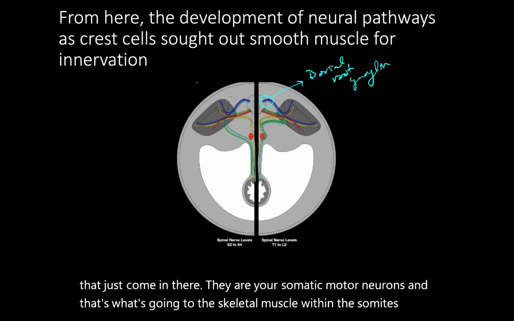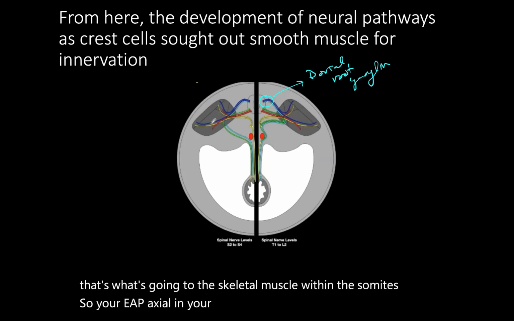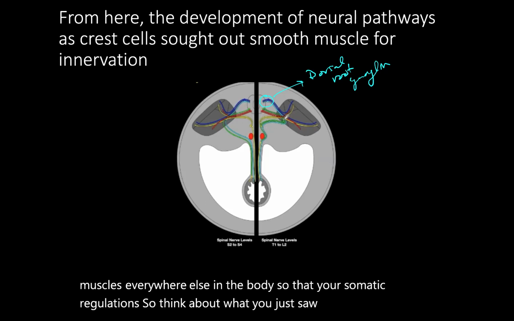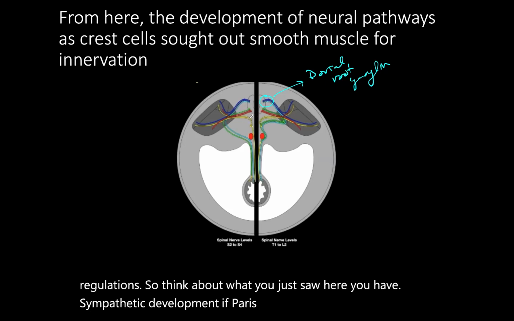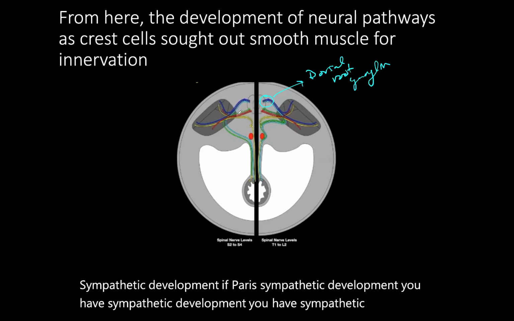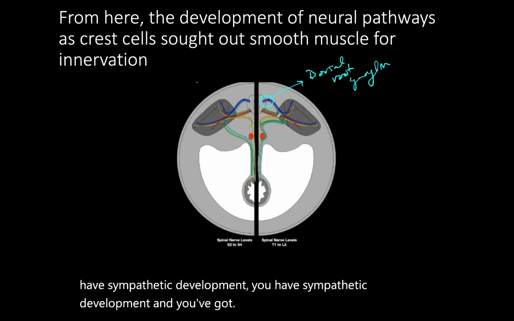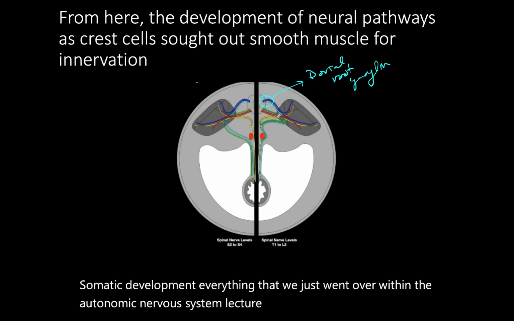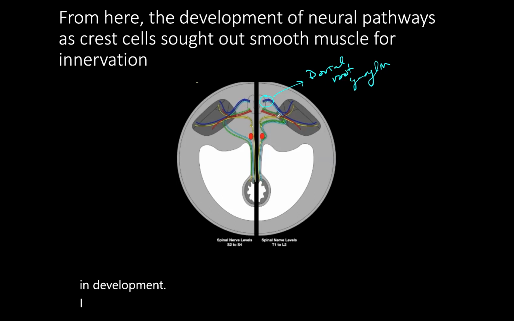So your epaxial and your hypaxial muscles, muscles of the back, muscles everywhere else in the body. So that's your somatic regulation. So think about what you just saw here. You have sympathetic development, you have parasympathetic development, and you've got somatic development. Everything that we just went over within the autonomic nervous system lecture video, you've now seen play out in development through this animation.